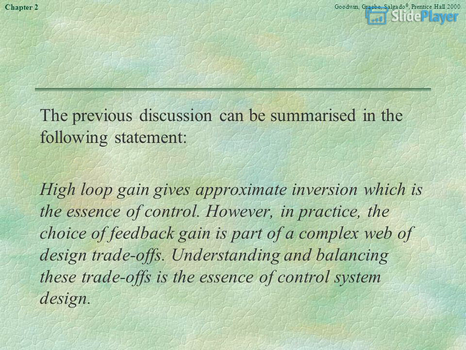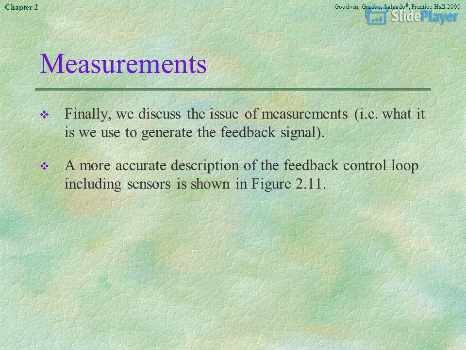The previous discussion can be summarized in the following statement. High loop gain gives approximate inversion, which is the essence of control. However, in practice, the choice of feedback gain is part of a complex web of design trade-offs. Understanding and balancing these trade-offs is the essence of control system design.